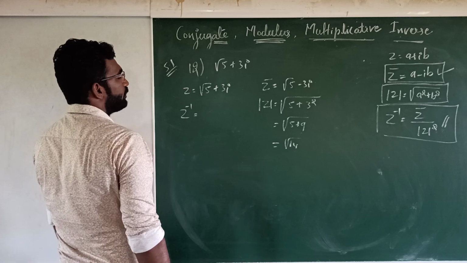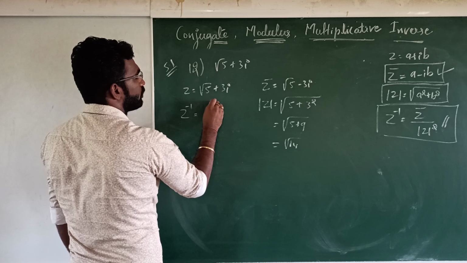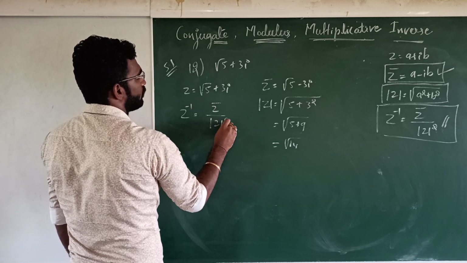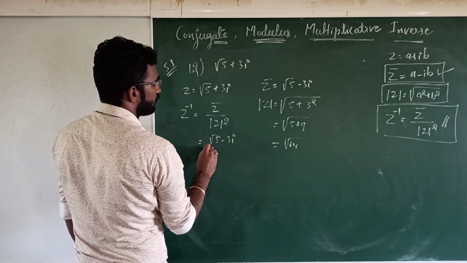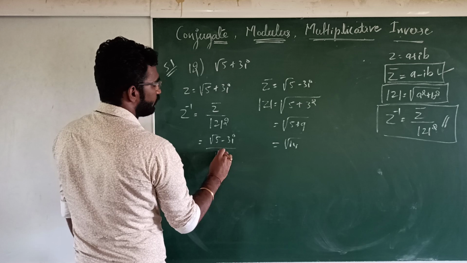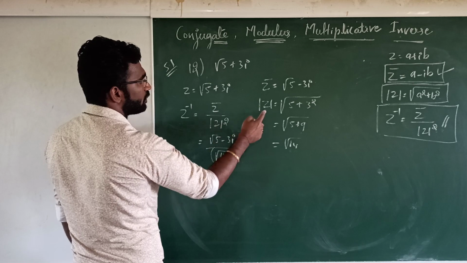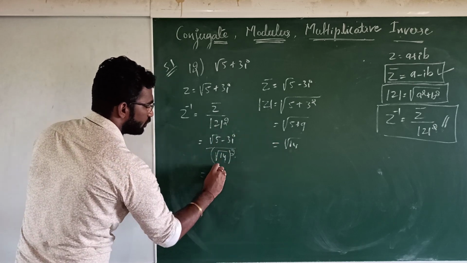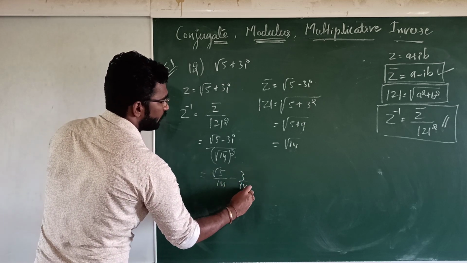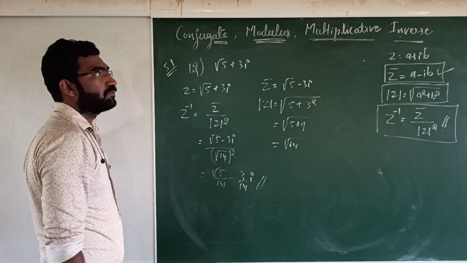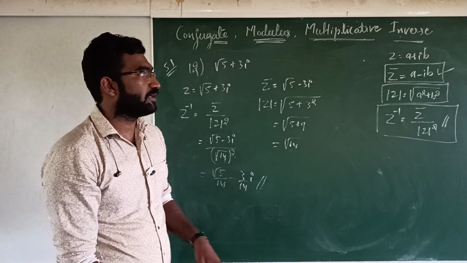The multiplicative inverse is denoted by z inverse. Therefore the formula is z bar divided by mod z whole square. Therefore z bar is root 5 minus 3i divided by root 14 square. Why root 14 square? Because the formula asks you to substitute the square of the modulus. Therefore what you will get: root 5 divided by 14 minus 3 divided by 14 i. So this is how we have to find the multiplicative inverse of the given complex numbers.